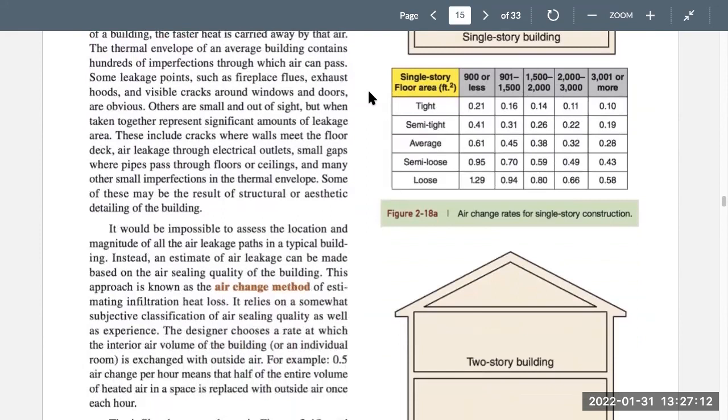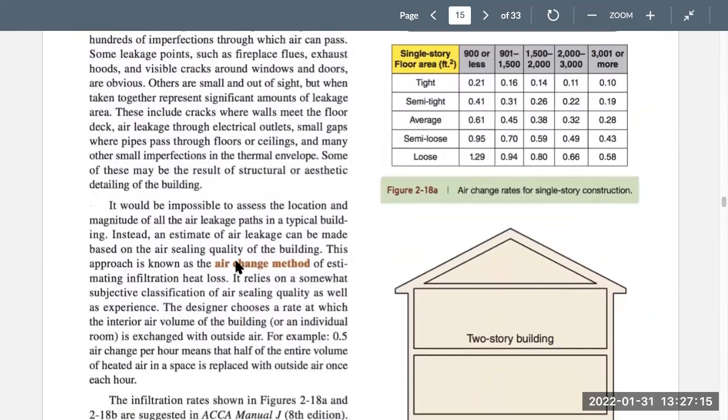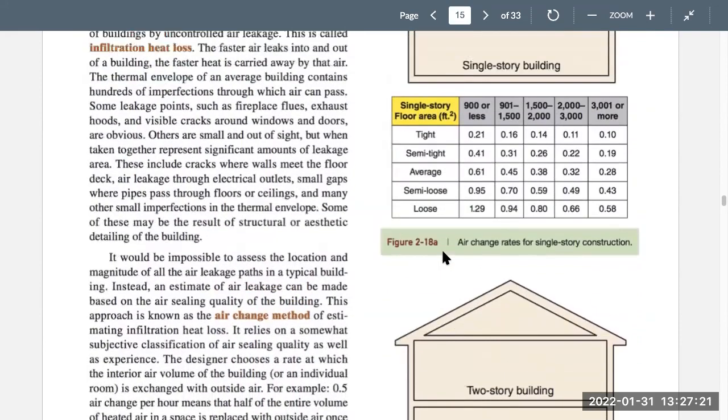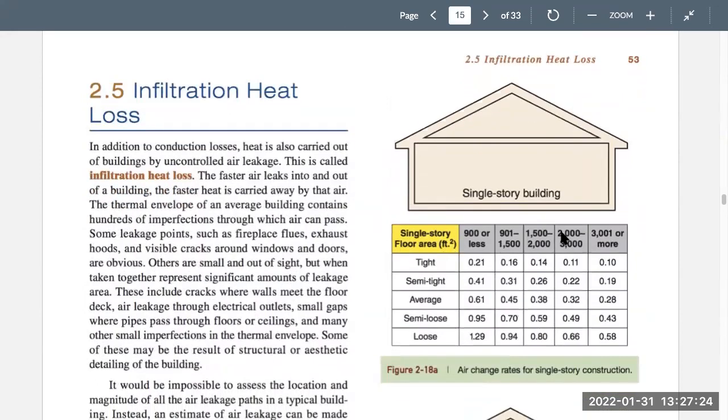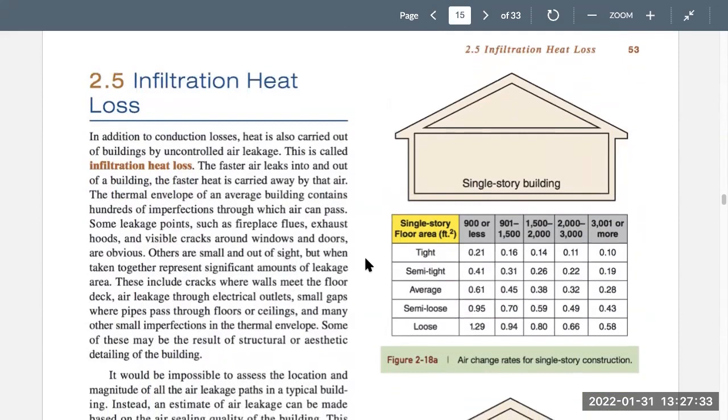So there's a couple definitions in here, and we call this the air change method of estimating infiltration heat loss. If we don't have a blower door, we can use this method to determine our infiltration heat loss, which should get you fairly close. Some buildings, you can't really get a reading with the blower door because it is so loose. It has got cracks everywhere and you can't pressurize the building. So when you have that case, then you're going to assume that you're dealing with a very loose building and you're going to have to do the calculations separately.